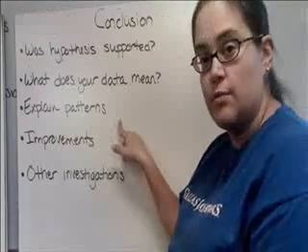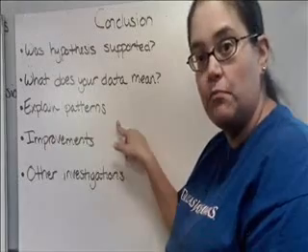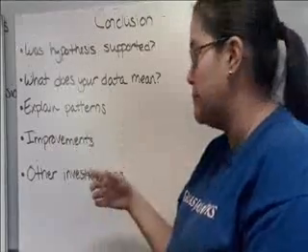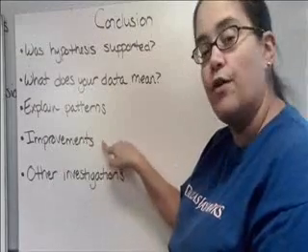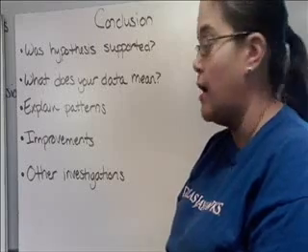What does it mean if this one grew a lot faster than the other one? If one plant was smaller the entire time, what does that mean? Explain it. Improvements. Were there parts of your investigation that could be fixed or improved or made better?